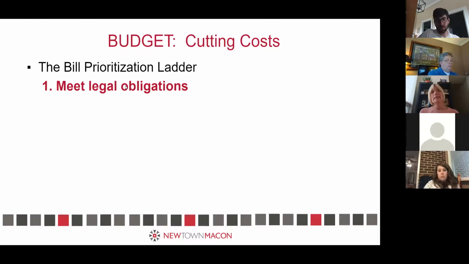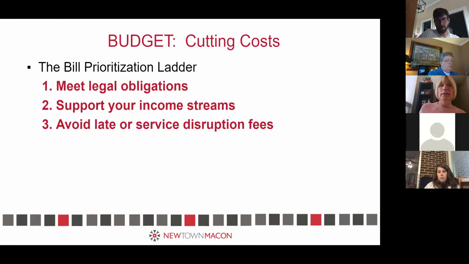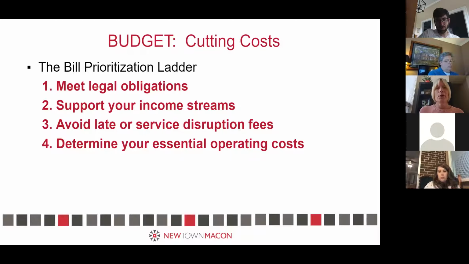And then the last piece and the hardest piece is cutting your costs. And so we've created a bill prioritization ladder here that starts with meeting your legal obligations first and foremost, then determining what expenses do I need to pay to support my income streams or enhance them. Then what do I need to pay so that I don't have any necessary or unnecessary costs to my business? And then the hardest part of all, determining what really are your essential operating costs.